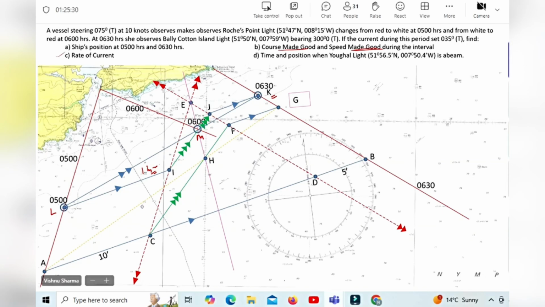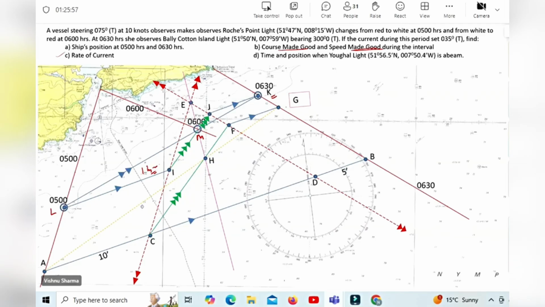Okay. Then what does he say? Time and position when the Yogal light is abeam. Guys, how do we solve the last part? That has nothing to do with this method. Tell me. Somebody has to tell me the method hereafter. How do we do part D of it? That has nothing to do with this method. It has got to do with what you have already done so many times in the earlier classes with me.